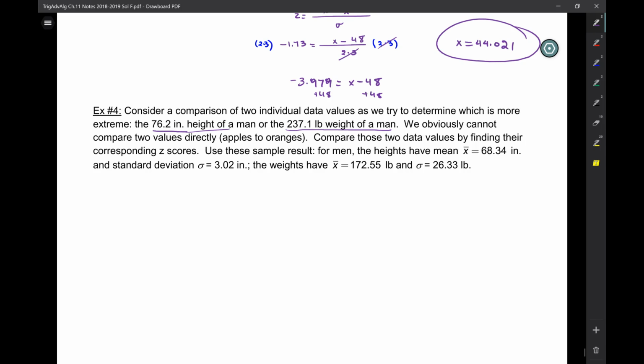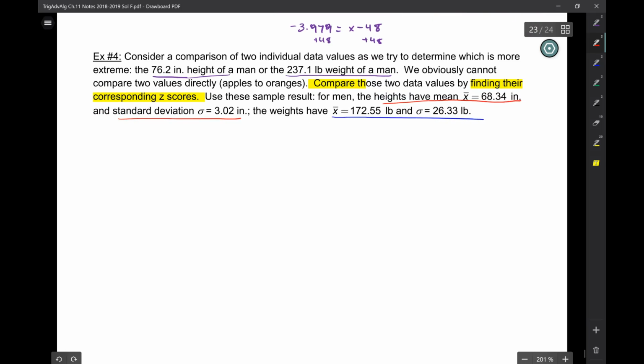All right, so what we have to do is compare using their z-scores. And what are we going to compare it against? Well, here is a sample result. For men, heights have a mean of this many inches and standard deviation of this, and then the weights have a mean and standard deviation here. So we're going to find height and weight z-score separately. So let's do the height first.